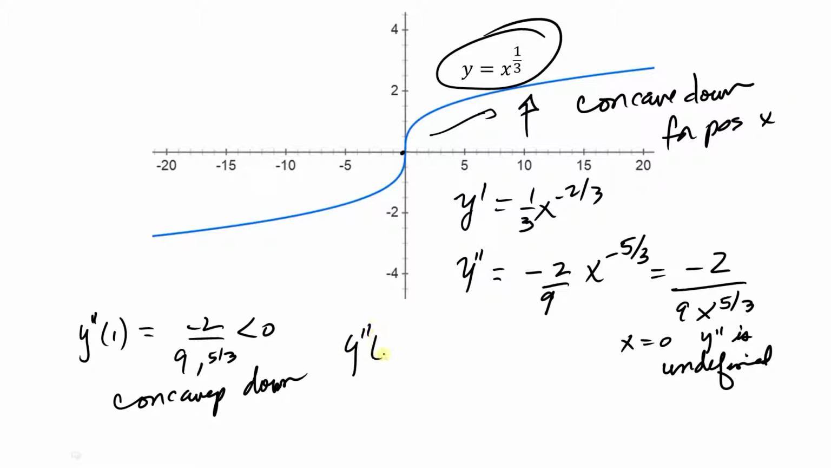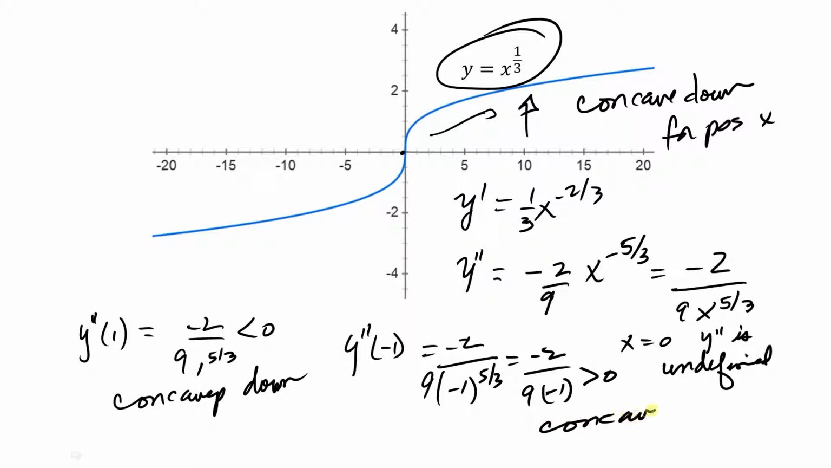Take y double prime at minus 1. You see that that's equal to minus 2 over 9 times minus 1 to the 5/3, which is minus 2 over 9 times minus 1. It's more than 0, so it's concave up. So on this side of the graph, we're concave up.